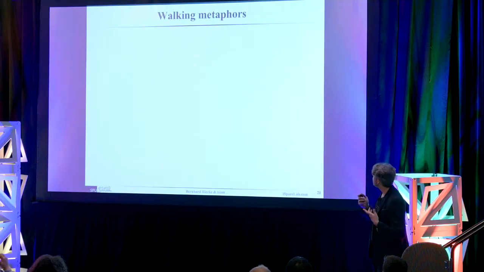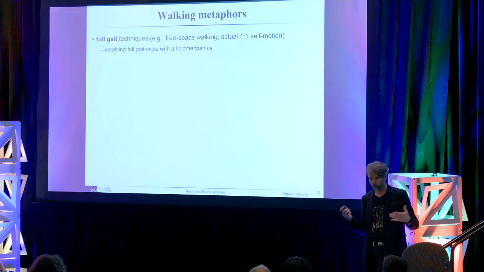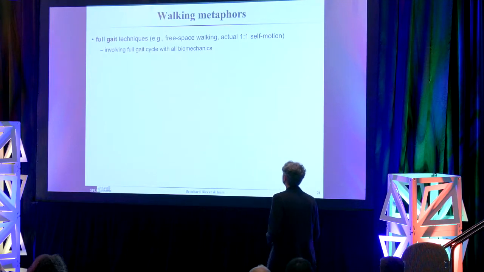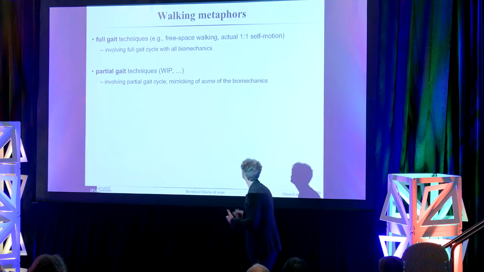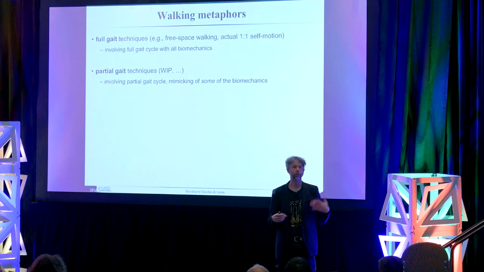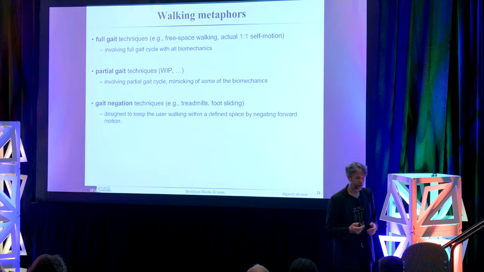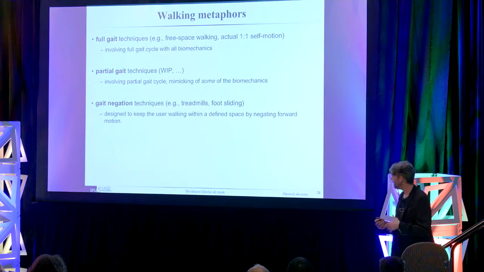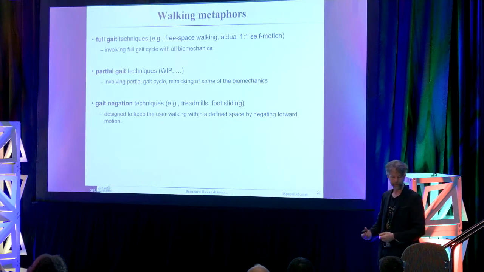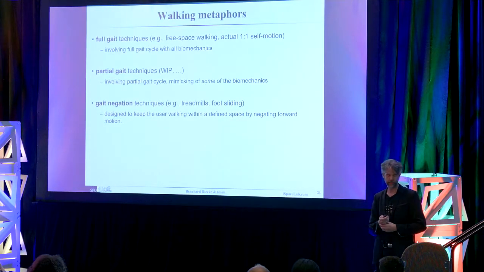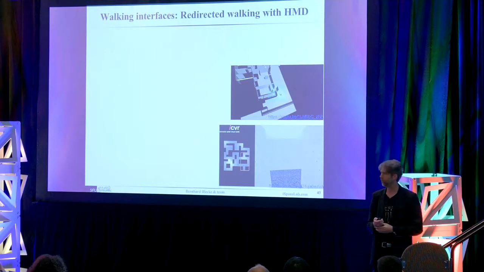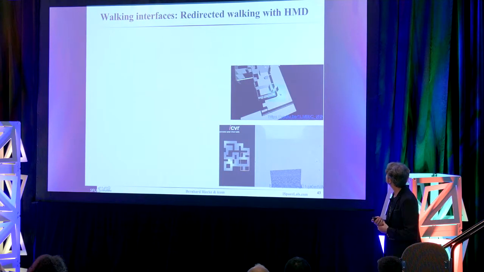In terms of the metaphors for walking, I mean, there's full walking where you have your natural gait cycle, so the walking cycle. There's partial gait cycles. Basically, people do some kind of walking in place. I'll show you some examples later on. And there's what's sometimes called gait negation techniques. So you walk, but the treadmill or something is pulling you back. There's some really interesting low-cost examples. I'll focus quite a bit on more low-cost examples, but still show some of the fancy ones just for the fun of it.